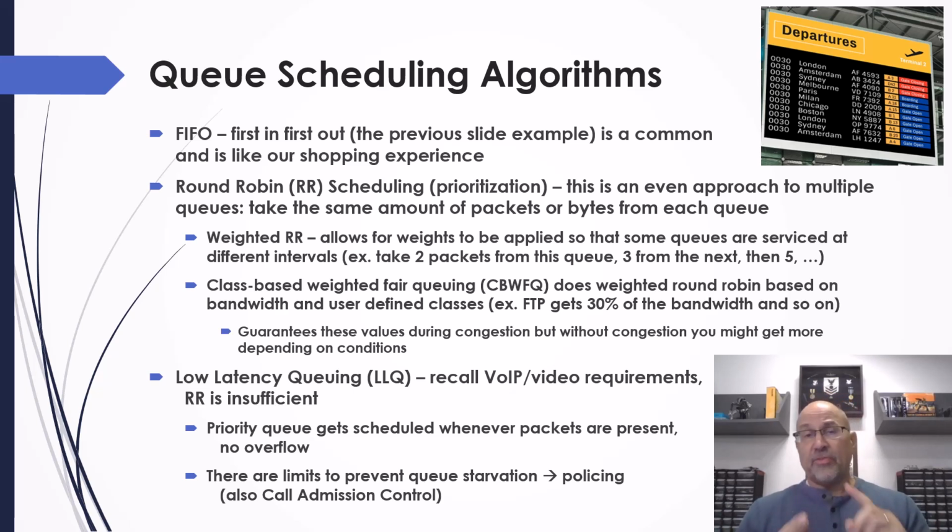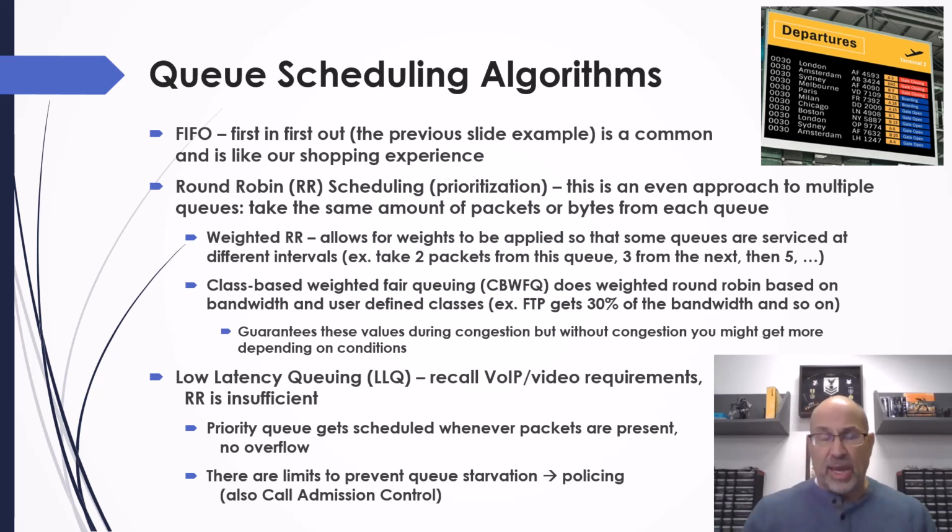Okay, so that's FIFO, and we got round robin, and then we've got weighted round robin, and then we've got class-based weighted fair queuing. Okay, what if we have a really important app that has really stringent requirements for performance? That is where we use low latency queuing, or LLQ.